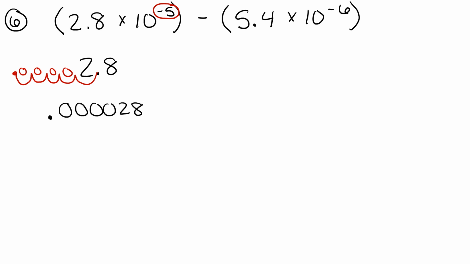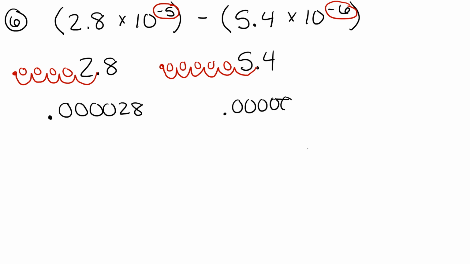0.000028. For our second number, 5.4, we're going to move our decimal point 6 times, but we're going to move it towards the front because it is a negative. We want the zeros in the front. 1, 2, 3, 4, 5, 6. Filling in those place values with zeros. And then writing our answer more clearly. 0.000054.